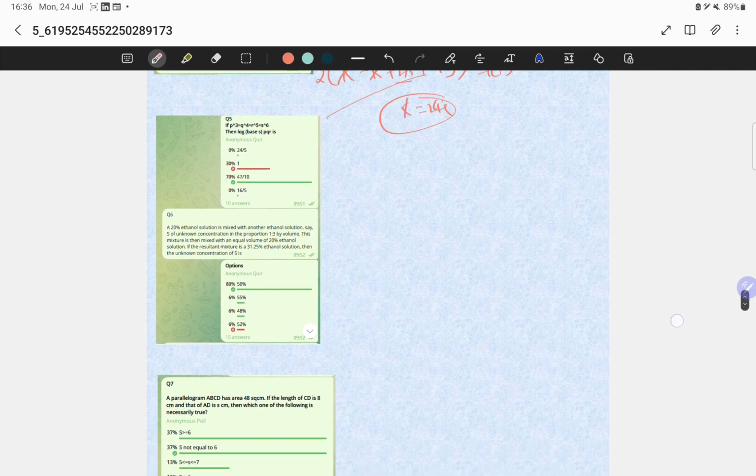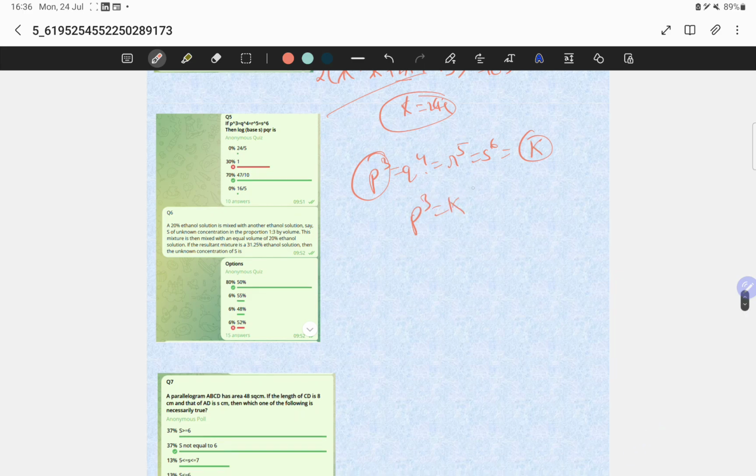This will be done. Next one, if p to the power 3 equals q to the power 4 equals r to the power 5 equals s to the power 6. Okay, so we'll take it to be k. Now just take two terms. So p cube equals k, and we'll take power 1 by 3 on both the sides. So p will be k to the power 1 by 3. Now similarly we can write q equals k to the power 1 by 4, r equals k to the power 1 by 5, and s equals k to the power 1 by 6.